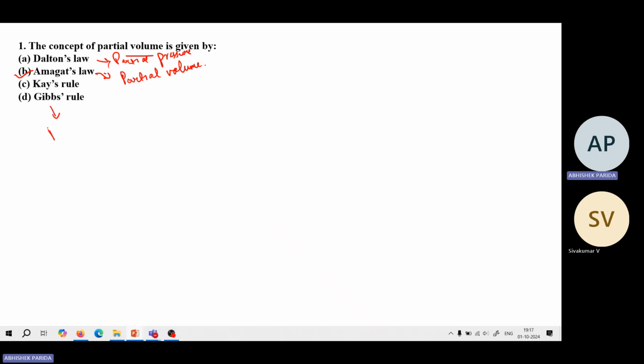And the other laws: Gibbs gives the phase rule, that is different. And Kay's rule is for mixtures of real gases. Okay, so the correct answer is Amagat's law.